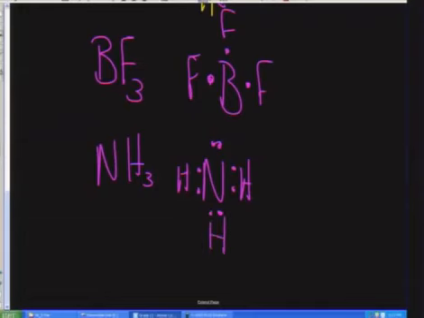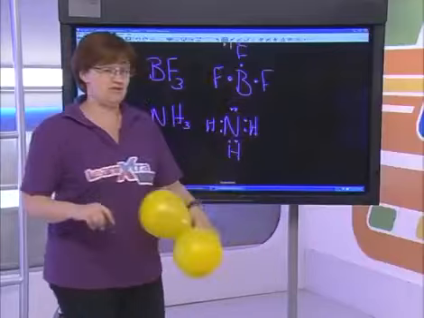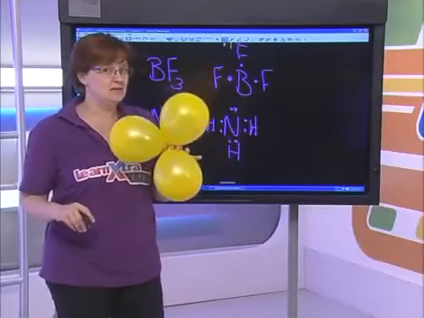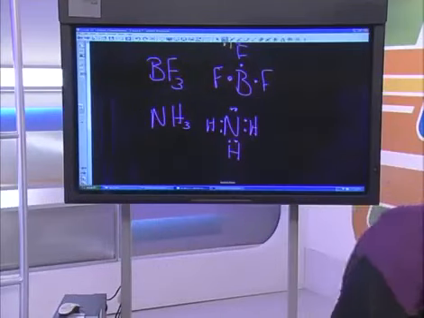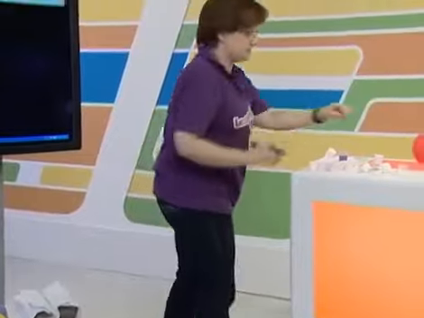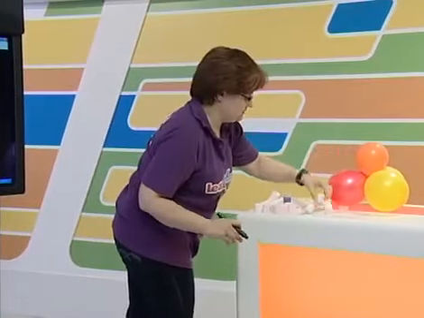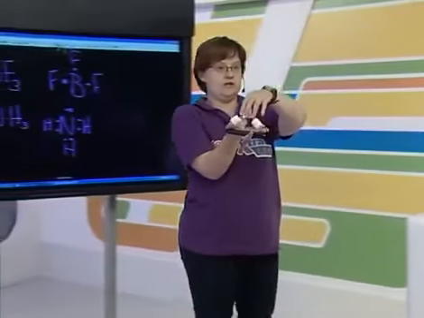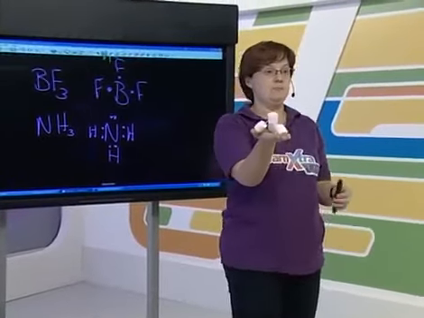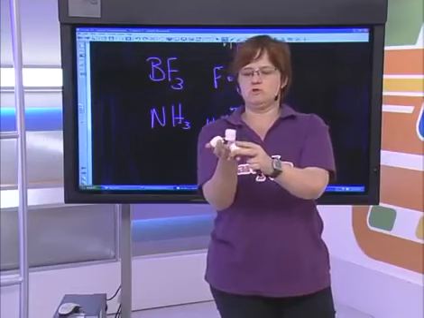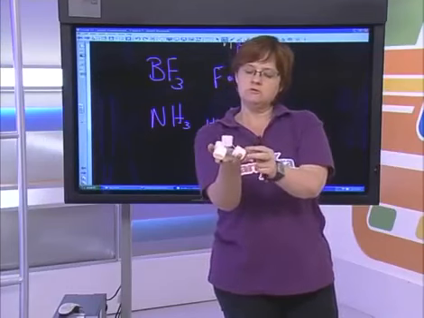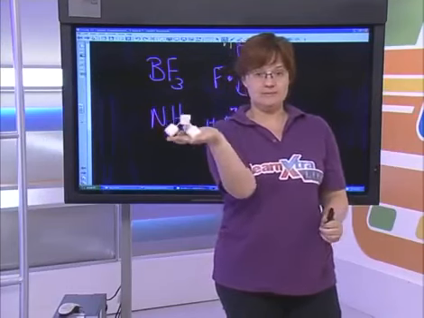The biggest difference between BF3 and NH3 is that NH3 has an extra pair of electrons. So what that means is it actually forms this shape, which is known as pyramidal, okay? Because despite my really badly constructed marshmallow molecule, it looks like a pyramid, stands up like a pyramid.